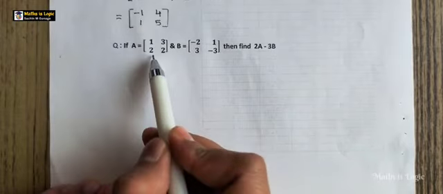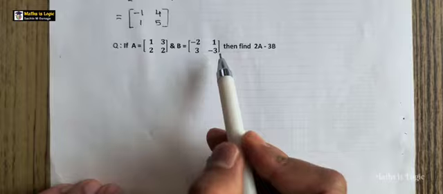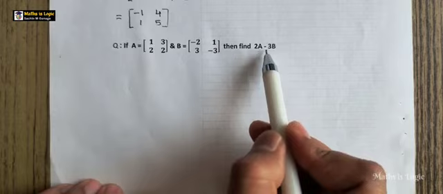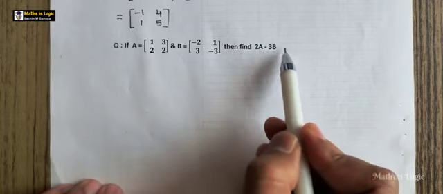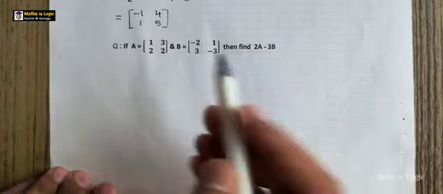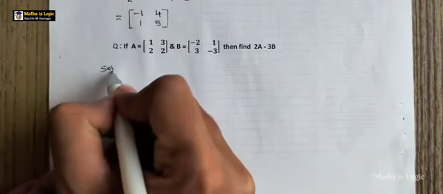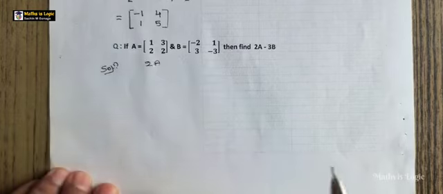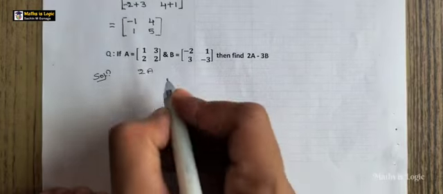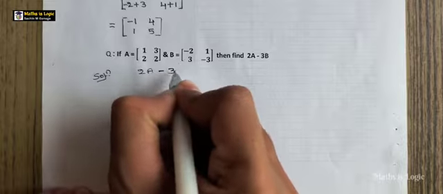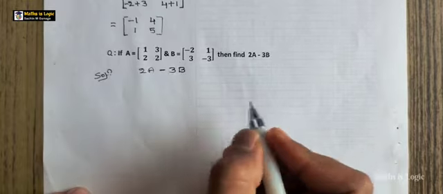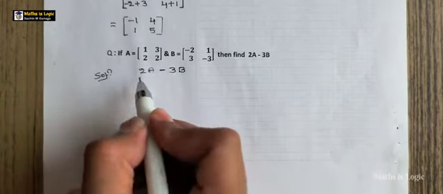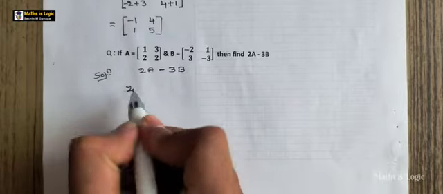Next question. This is the matrix A and this is the matrix B. Find 2A minus 3B. What is given here? 2A minus 3B. First, in the solution, note down this: 2A minus 3B. First, here number 2 is there, so mention that 2.